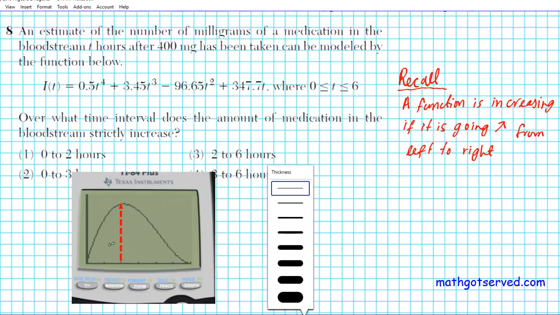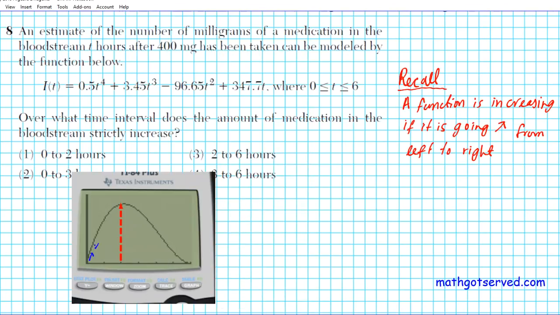Okay, so that interval is going up, increasing, and then after that it starts to decrease. So from 0 all the way to 2, the function is increasing. Okay, increasing from 0 to 2 hours, and the answer is option number 1.